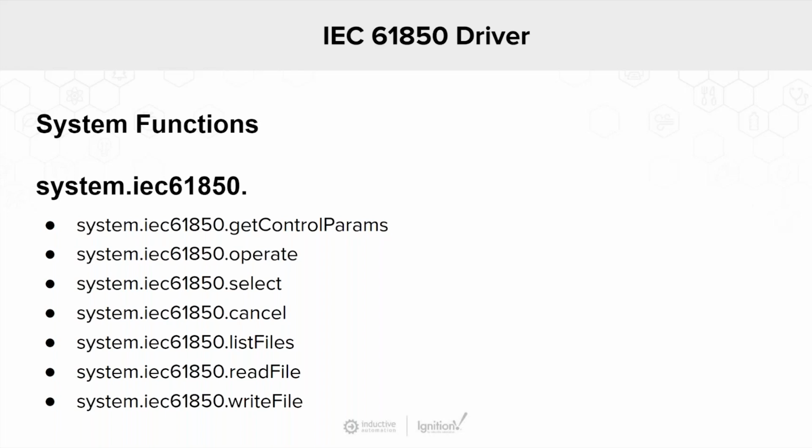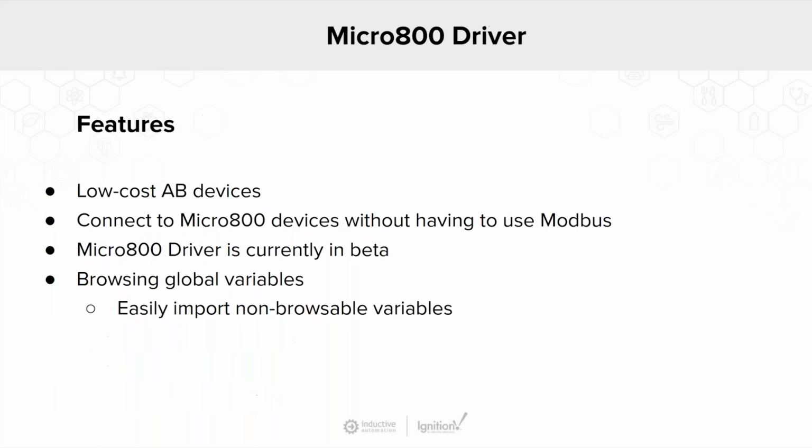So the next driver on the list that we're going to cover is our Micro800 driver. We've been eagerly anticipating the release of the Micro800. The Micro800 is Allen Bradley's series of lower cost solutions. But until now, like Reese stated earlier, it's been limited to connectivity with Ignition solely via Modbus. The Micro800 driver marks the latest addition to IA's driver suite, poised to release in version 8.1.39.